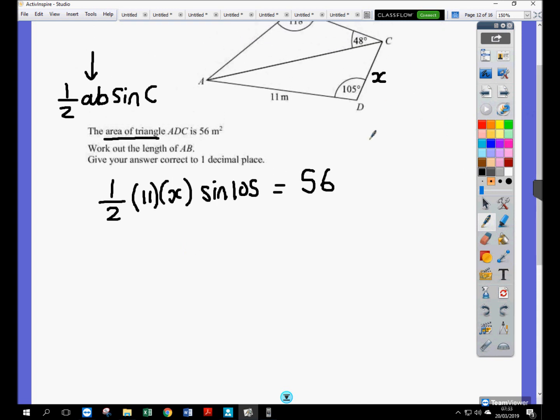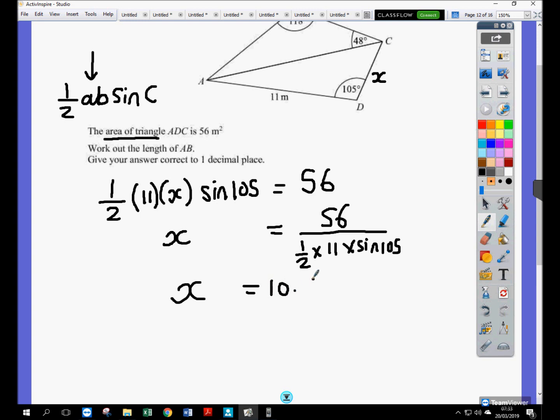Now, I want to know what side X is, because that's the only missing bit of information I can work out from that line of working. So if I rearrange this, they're all times together, you see, and the opposite of multiplication is division. So without using the calculator yet, I can just take all of this to the right-hand side as follows: 56 divided by half times 11 times sine 105. If you type this into the calculator, and indeed you should try it, you will end up with X is equal to 10.54099384.